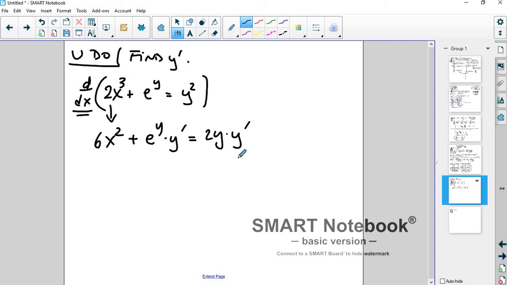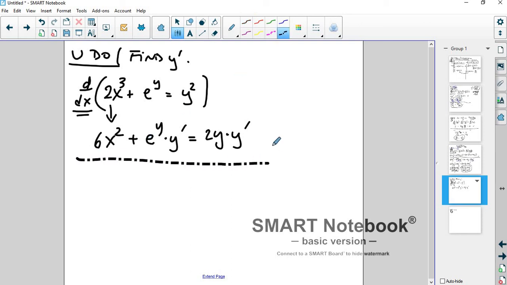One quick thing I need to mention: you will never, ever get y prime anywhere other than multiplied or added to something. You're never dividing by y prime. You never have y prime inside of a power. You never have y prime inside of another function. It's always times y prime or plus y prime if y is all by itself. Okay? So implicit differentiation is done.